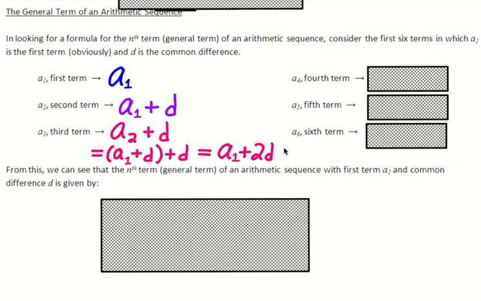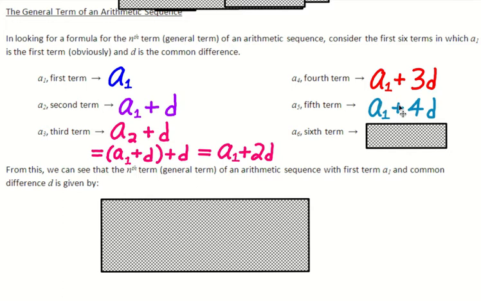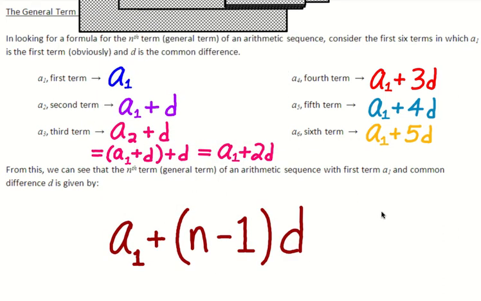And maybe you see a pattern forming already. The fourth term would be a sub 1 plus how many common differences would we have to add to get to the fourth term? Well, it would only be 3, right? And the fifth term would be the first term plus 4 common differences, 4d. And I hope now the pattern is really obvious. All this is really doing is a build-up, an investigation to, all right, in general, the nth term would be this.